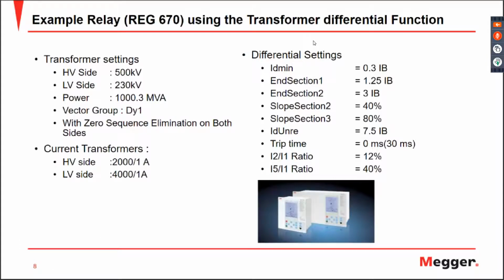In our practical example today, I have a REG relay. It's a generator protection relay, but in this generator protection relay there is a transformer differential function that we can utilize to do the full testing as we require. The following settings on our relay are as shown on the screen. I have a transformer with an HV side of 500 kV and an LV side of 230 kV, and a power rating of 1000 MVA with a vector group of Dy1. My current transformers are 2000 to 1 at the HV side and 4000 to 1 at the LV side.